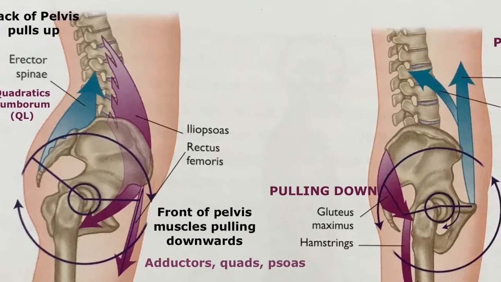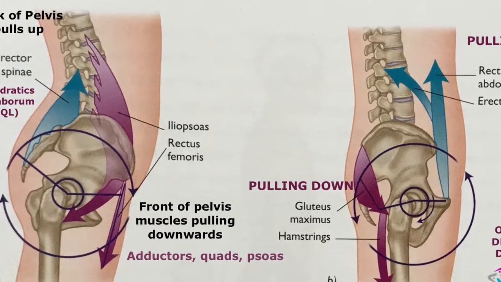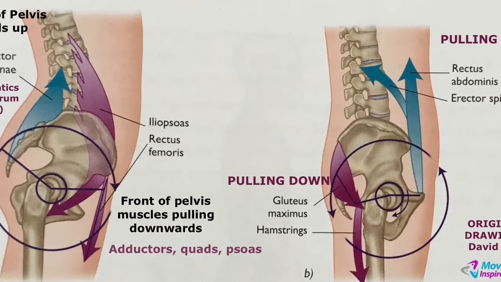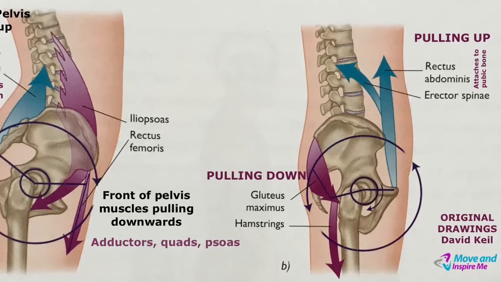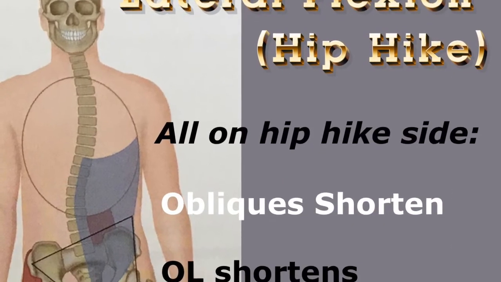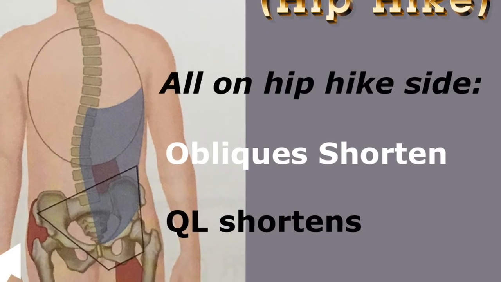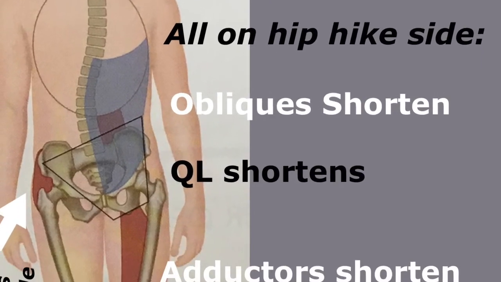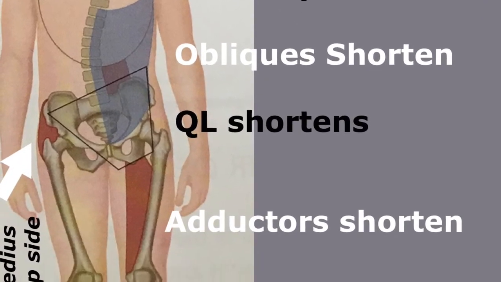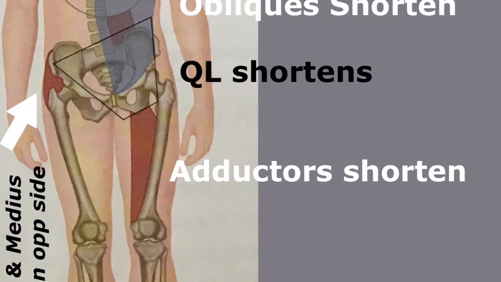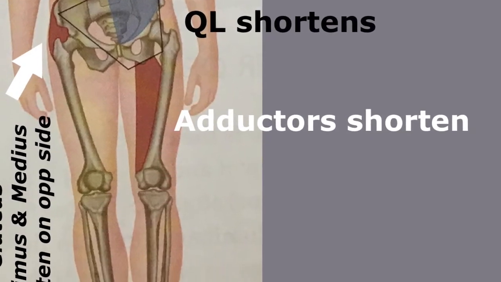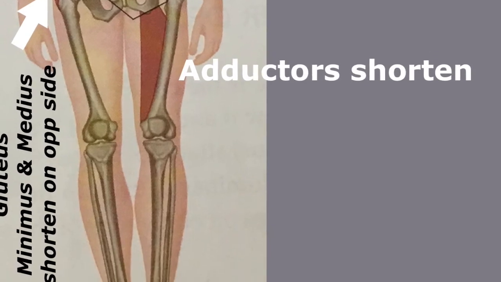If the back of the pelvis is pulled up, then the back muscles get tightened and the front of the pelvis is being pulled downwards. It's the exact opposite if we have a posterior tilt. If we're hiked on one side, then the obliques and the QL muscles shorten and the inner thigh muscles do as well. The gluteus maximus on the opposite side also shortens.